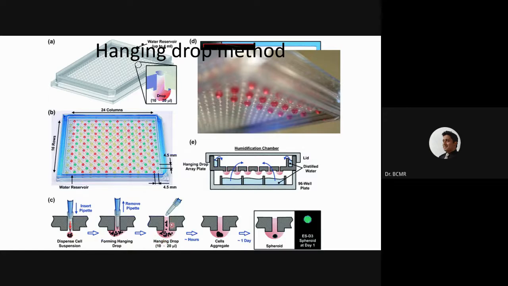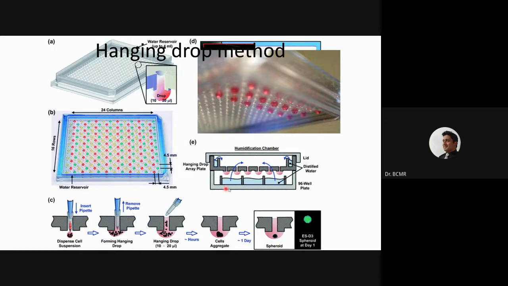It will form a drop because of its own surface tension. It can hang on to this surface here. Although there is a pore, it can still hang on. About 10 to 20 microliters can do that. If you overload it, then of course it will fall into the bottom. Slowly the cells will aggregate and form a spheroid, or embryoid in the case of embryonic stem cells. Interestingly, many cancer cells also, if not all, can form spheroids like this, and I think people use it in cancer biology as well.